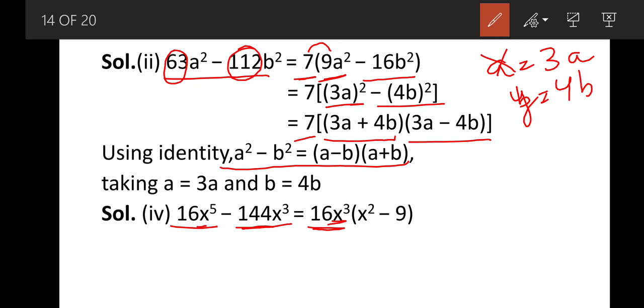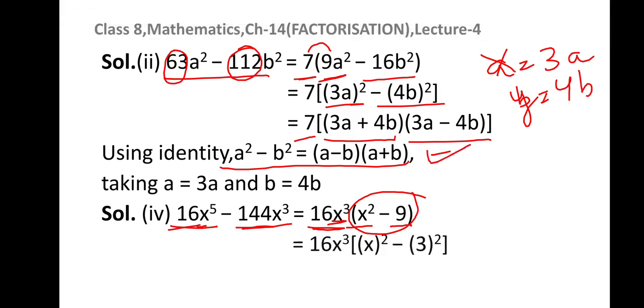What will be left inside the bracket? 16 was already out. So what is left inside the bracket? x raised to the power 2 minus 9. And now these two are perfect squares, and now we can apply identity number 3. So it will be x square minus 3 square, which is equal to x plus 3, x minus 3. So this will be according to identity number 3.